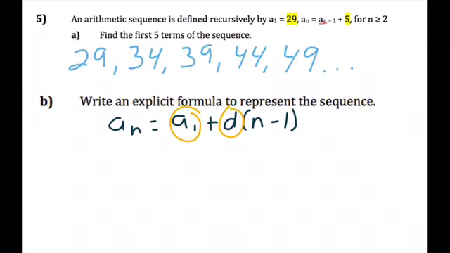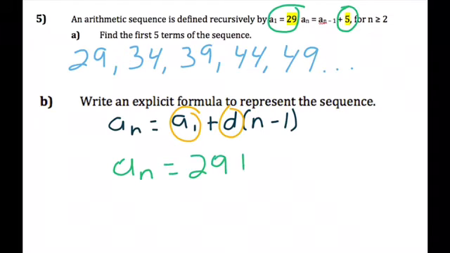And I can get that right here from my recursive formula. I know that a sub 1 is 29 and that d is a positive 5. So I'll plug those in. A sub n equals 29 plus 5 times (n subtract 1). So there's my explicit formula now.